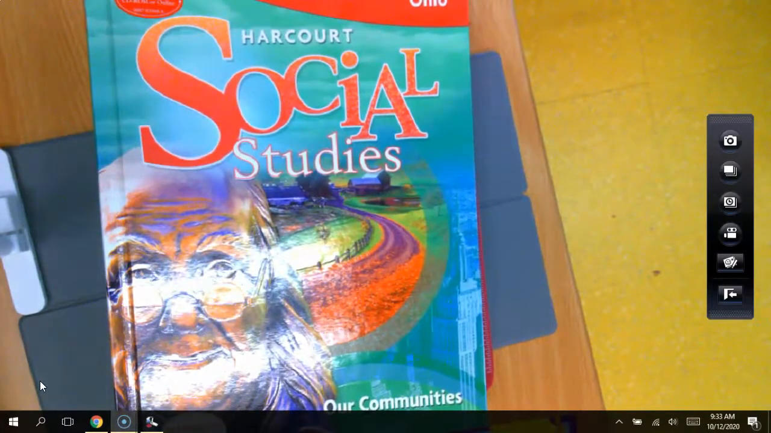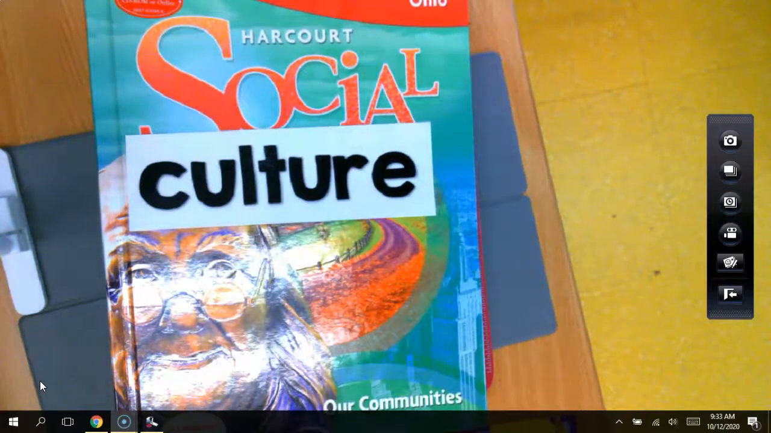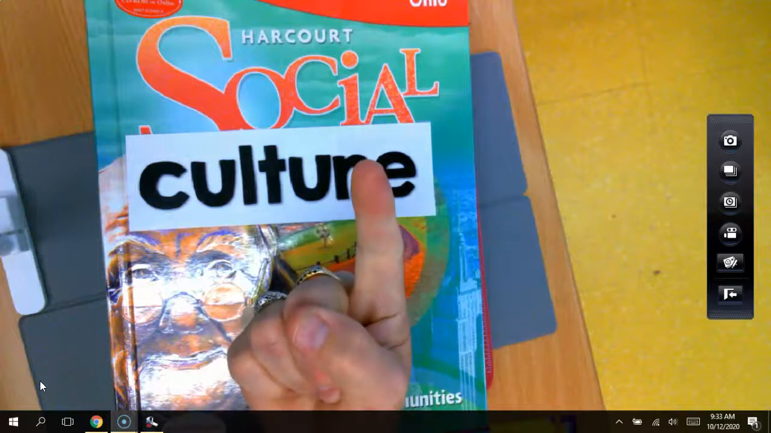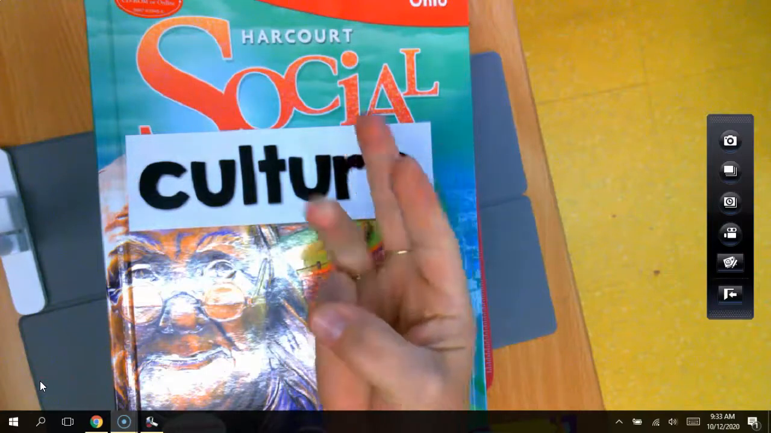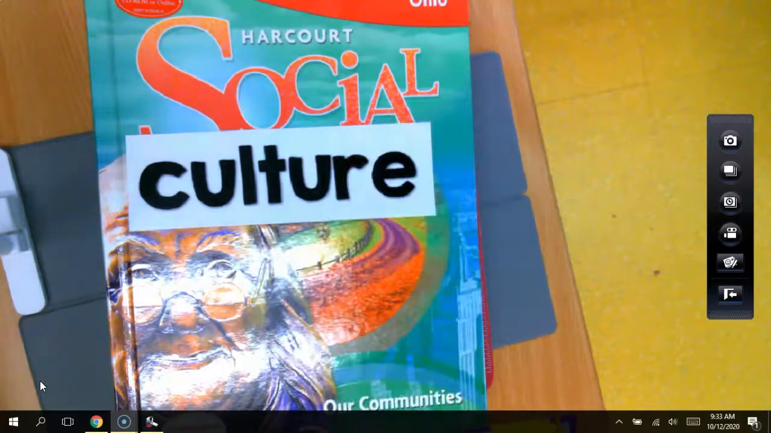Your next vocabulary word that we're going to talk about is culture. Remember, culture is a way of life. I know when Mrs. Harriger taught you about culture, she put out her 4 fingers. A way of life. Do that again. A way of life. So culture is a way of life. And we learn about people's culture in different ways. We actually learn them in 5 ways: through art, through music, through food, through language, and through clothing. So culture is a way of life.